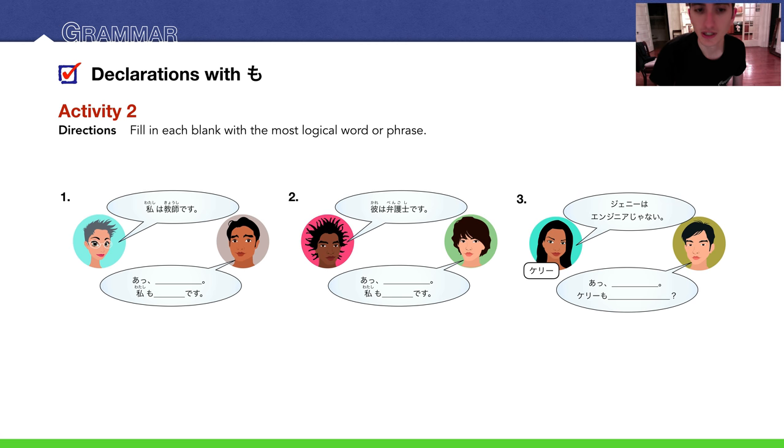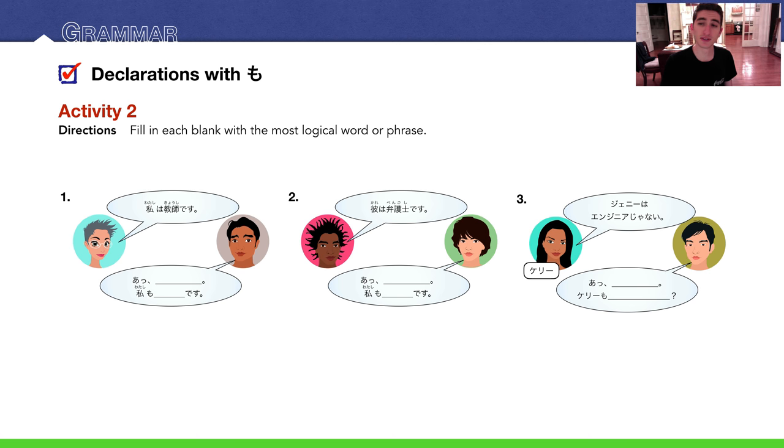2番, number two, the guy says, 彼は弁護士です。 And then the guy in green says, あ、そうですか。私も, same pattern, right? 弁護士です。 Oh, really? I'm a lawyer too, he says.